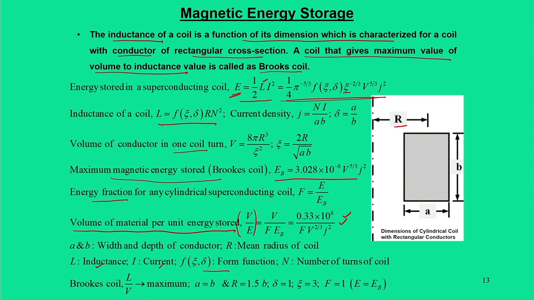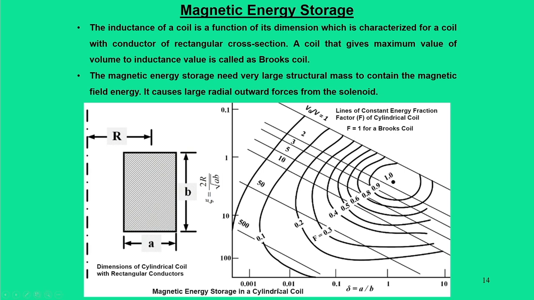So, a counter or balancing approach is taken, because we cannot always have a Brooks coil. The Brooks coil gives the maximum energy storage and has a factor of 1, and it has a unique dimension of the cross section of the material. For that reason, we take this parameter V by E as the characteristic parameter for magnetic energy storage and try to see its physical significance, that is, what is the possible way a magnetic storage coil or superconducting coil can be designed.